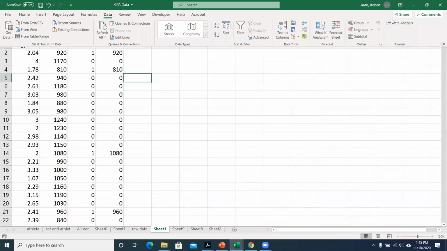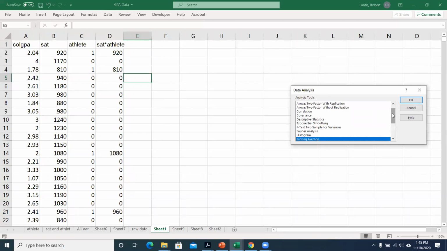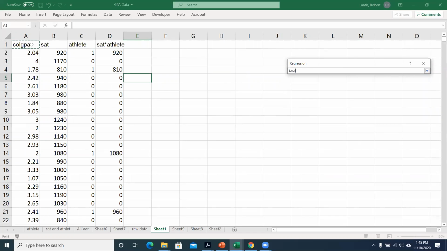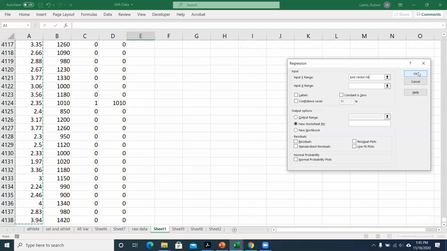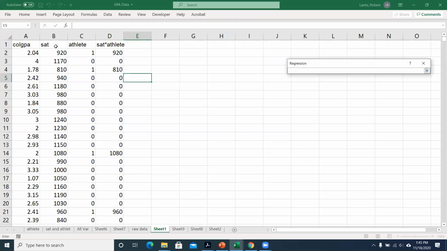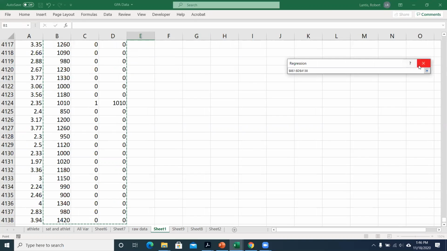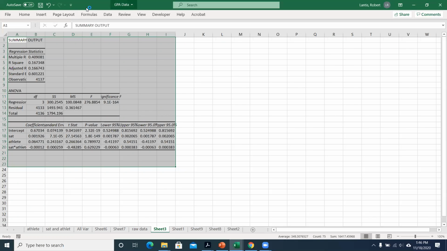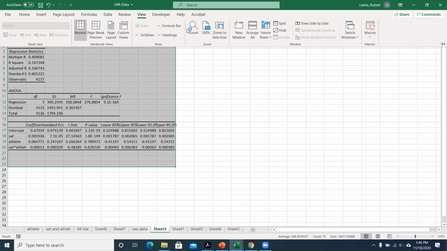Now I go to data, I go to my data analysis, I'll go down here to regression, hit OK. My Y variable is this GPA. And then for my X variable, I'm going to include the SAT score, athlete, and then that interaction term. So select them, Control-Shift-Down arrow, or Command-Shift-Down arrow on a Mac. I selected my labels, so I need to make sure I check that. I'm going to put it on a new worksheet. Hit OK. So here's my regression output.